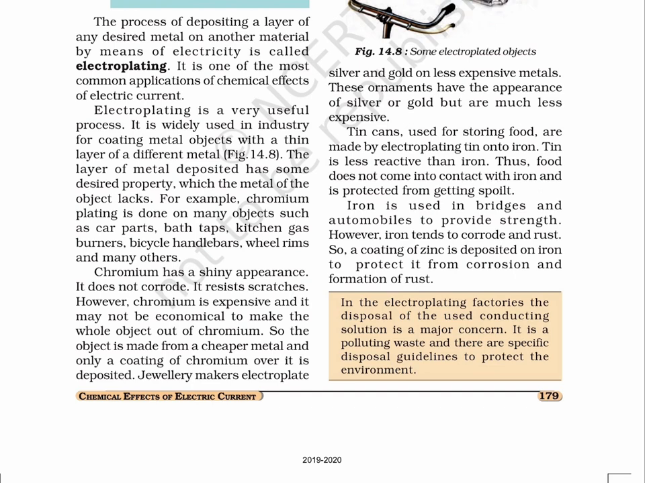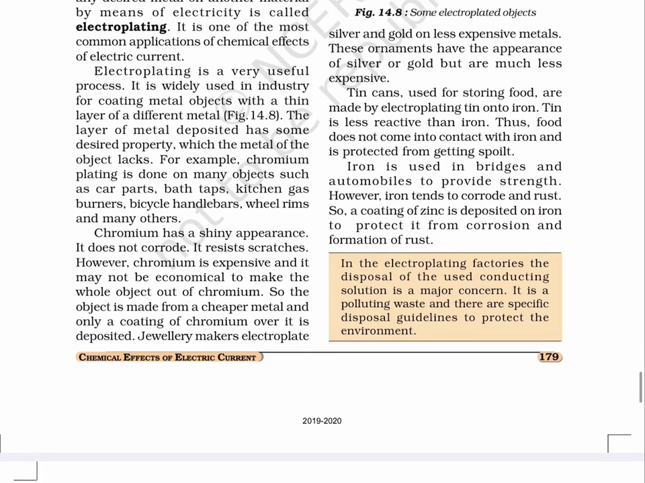Iron is used in bridges and automobiles to provide strength. However, iron tends to corrode and rust. So, a coating of zinc is deposited on iron to protect it from corrosion and formation of rust. In the electroplating factories, the disposal of the used conducting solution is a major concern. It is a polluting waste and there are specific disposal guidelines to protect the environment.